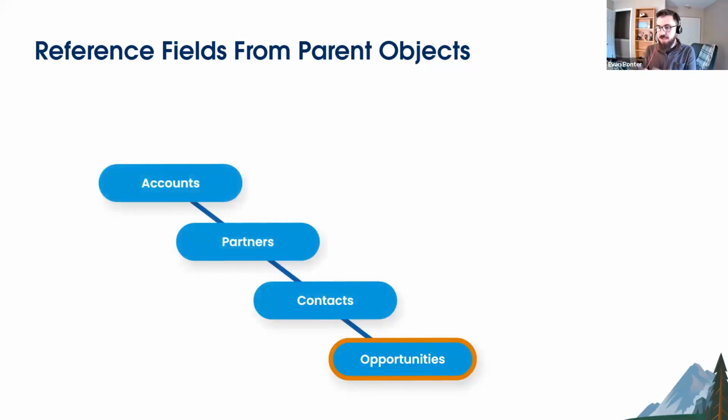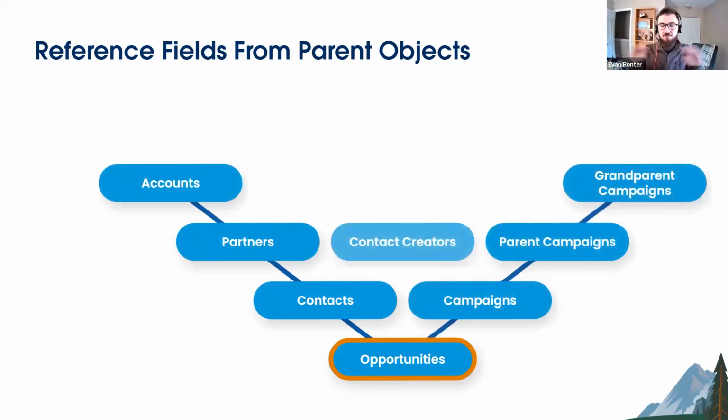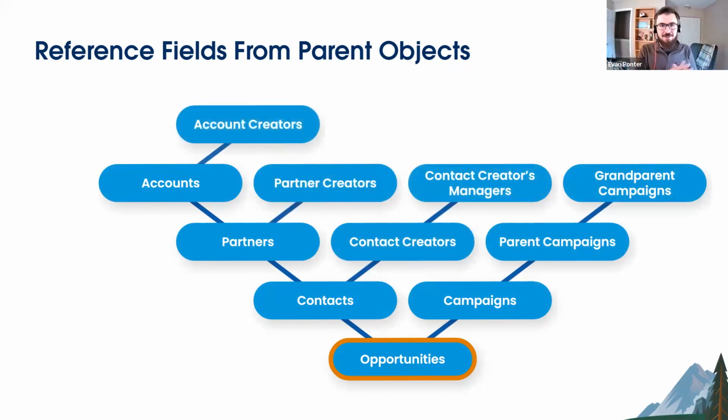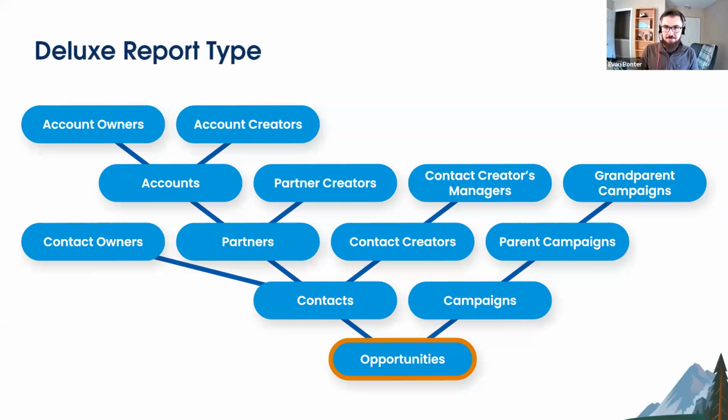If I wanted to report on my opportunities, I can bring in any field from its parents, grandparents, great-grandparents, and great-great-grandparents. I can traverse my data architecture hierarchy, starting from the object I want to work with, going through a lookup field or a master detail relationship up to a parent object. And from there, I can further traverse to its parents and grab any reference field I want, knowing all the while that I have access to all of the records from the object I'm reporting on at the bottom of the hierarchy here. What I call this is a deluxe report type.